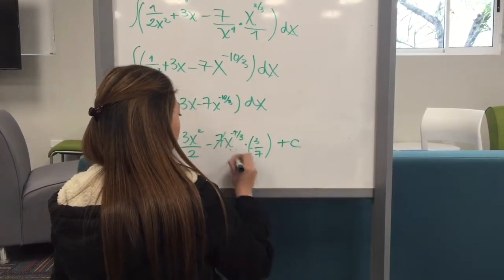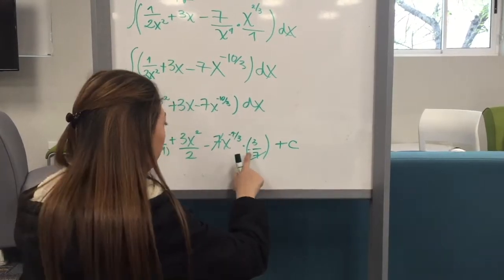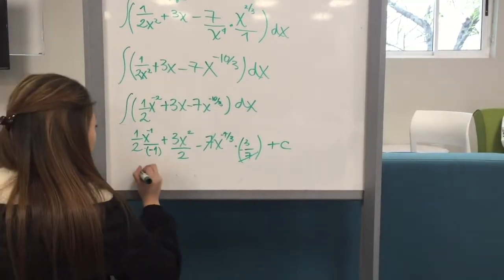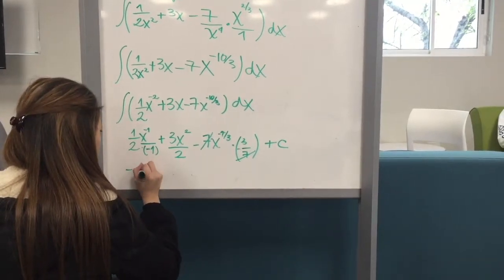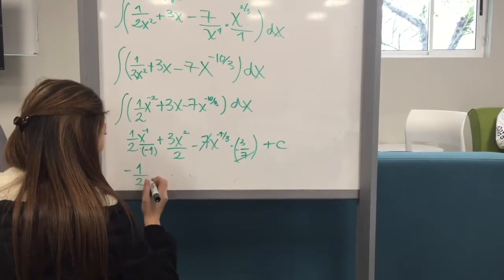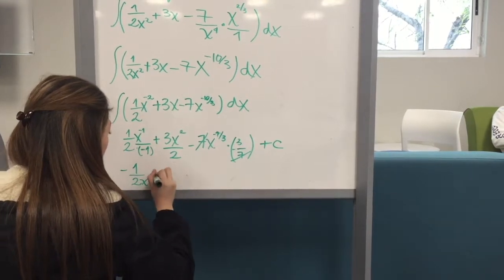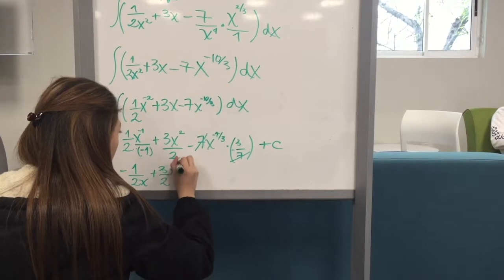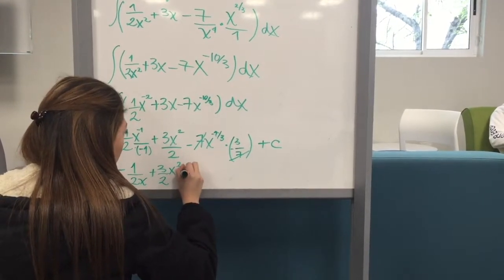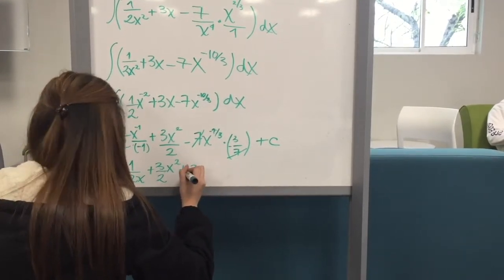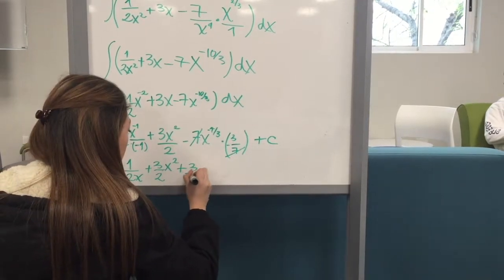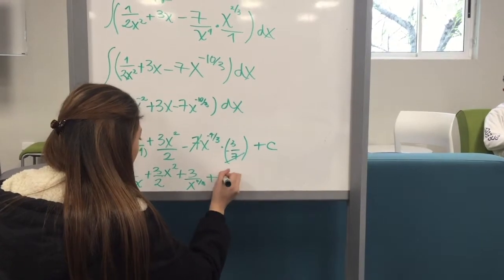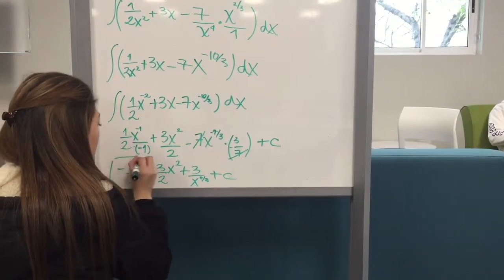And here we can cancel the two sevens, because one is in the numerator and the other is in the denominator. Then we just have to put the x terms in the denominators. So it is left minus 1/2x plus 3x squared over 2 plus 3 over x raised to the 7/3 plus C. And we have finished.